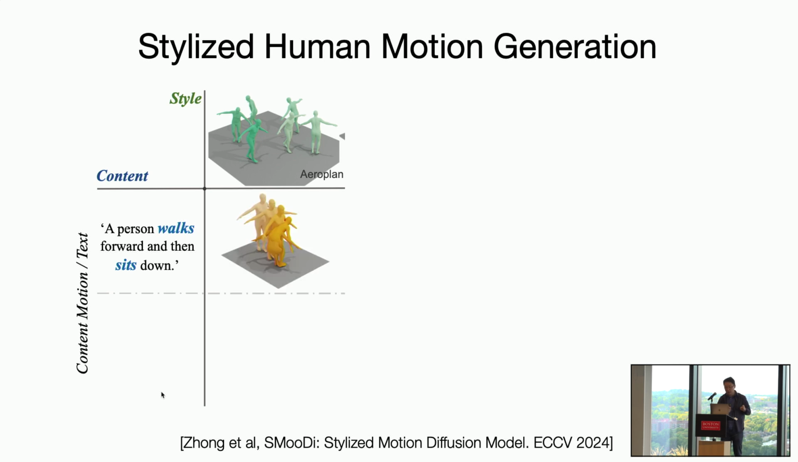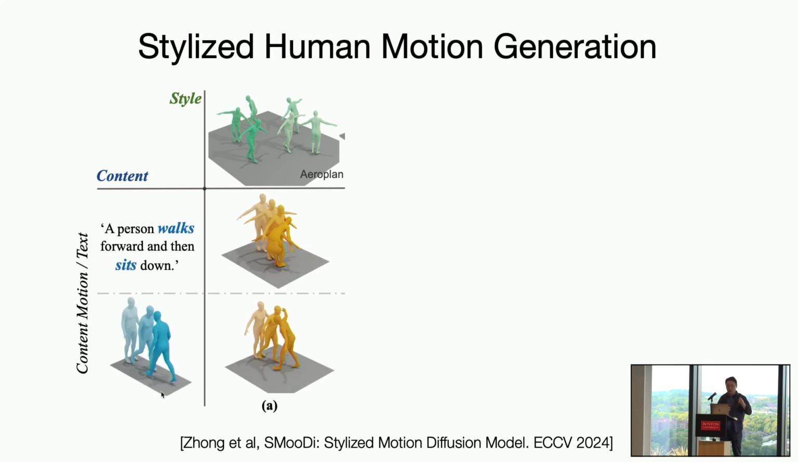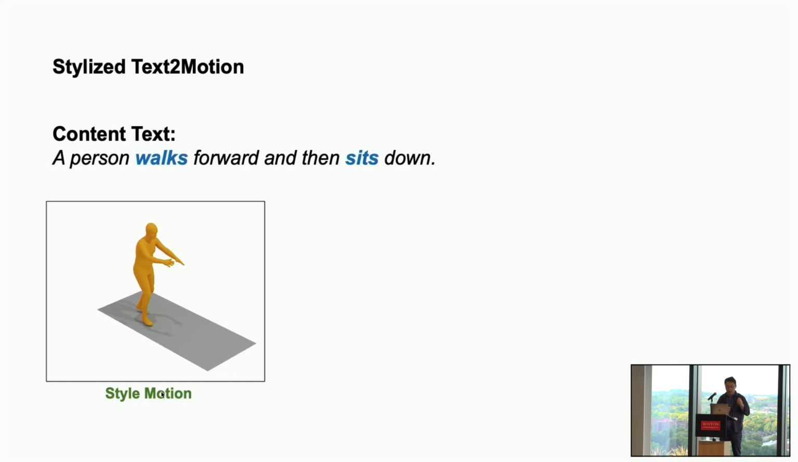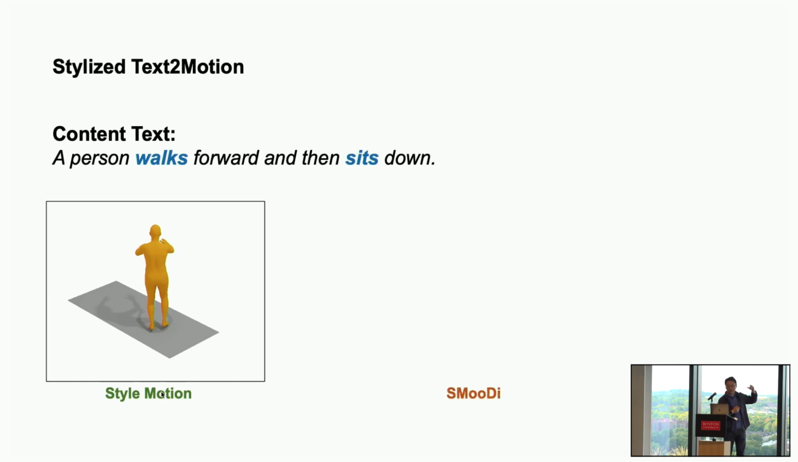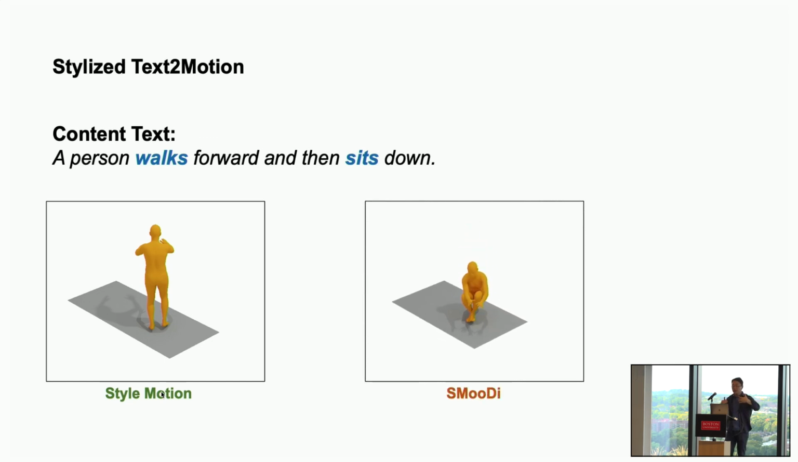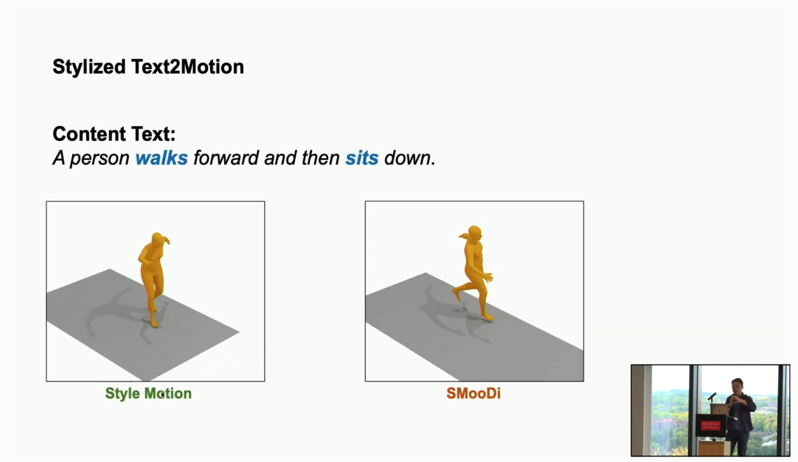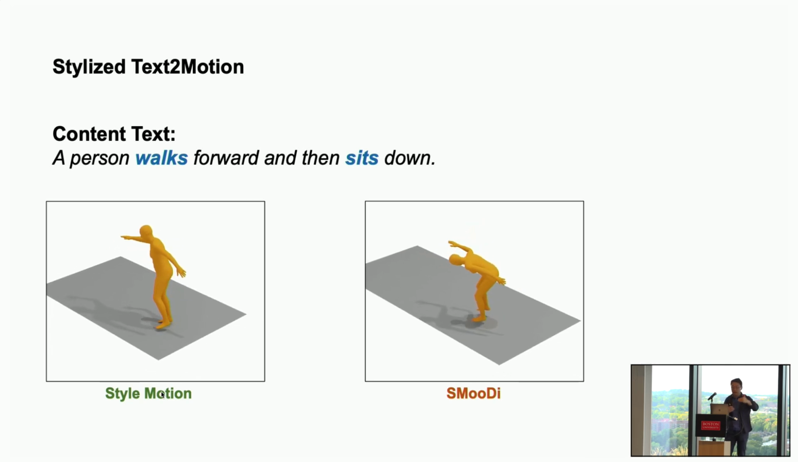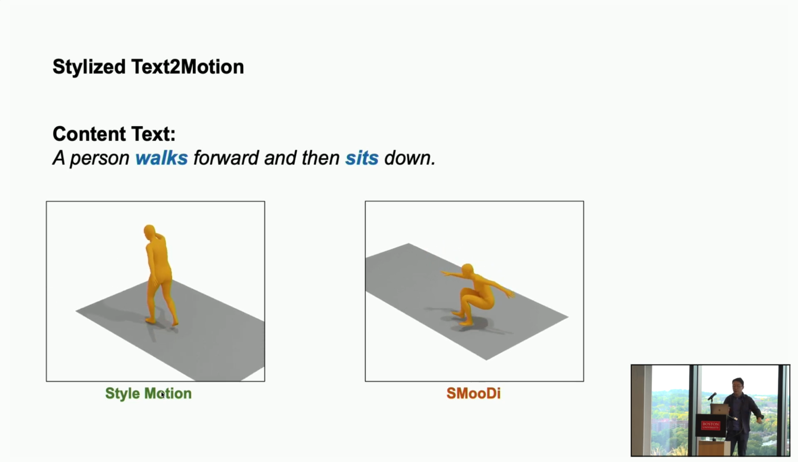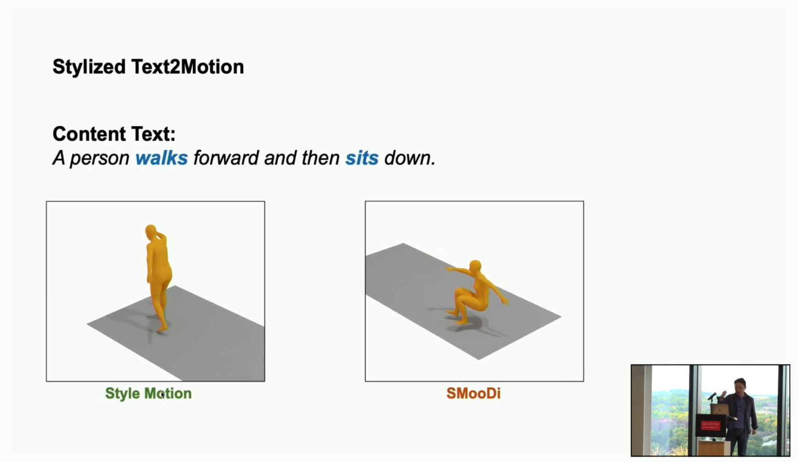I'll quickly mention we have an ECCV paper where we can generate stylized human motion. For example, the prompt is a person walks forward and then sits down, and this sequence is about style, what the style of the motion looks like. By combining the textual prompt and this style motion, the person moves with arms stretched and then sits down.